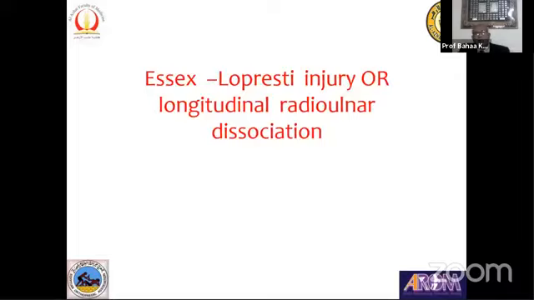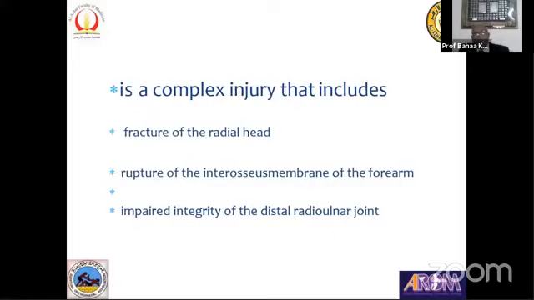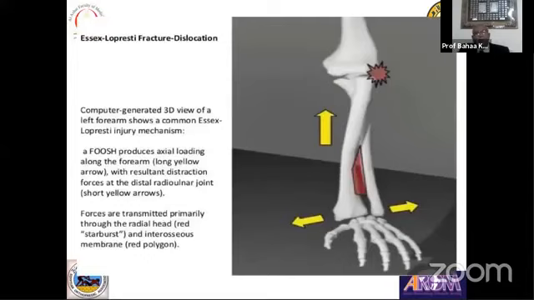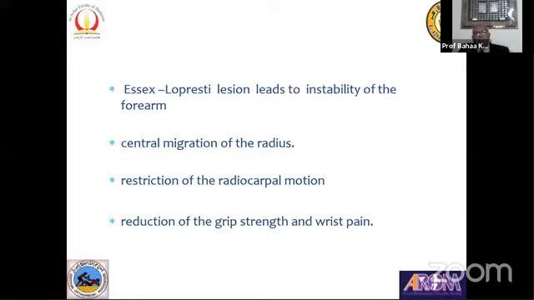Essex-Lopresti, which is the main cause of longitudinal radio-ulnar dissociation. It is a complex injury. Remember again, fracture of the radial head, rupture of the interosseous membrane, and impaired integrity of the distal radio-ulnar joint. This is the Essex-Lopresti with disturbance of the central band of the interosseous membrane. And this is a demonstration of how it occurs. And the Essex-Lopresti leads to instability of the forearm, central migration of the radial head, restriction of radiocarpal motion, reduction of grip strength and resting pain.